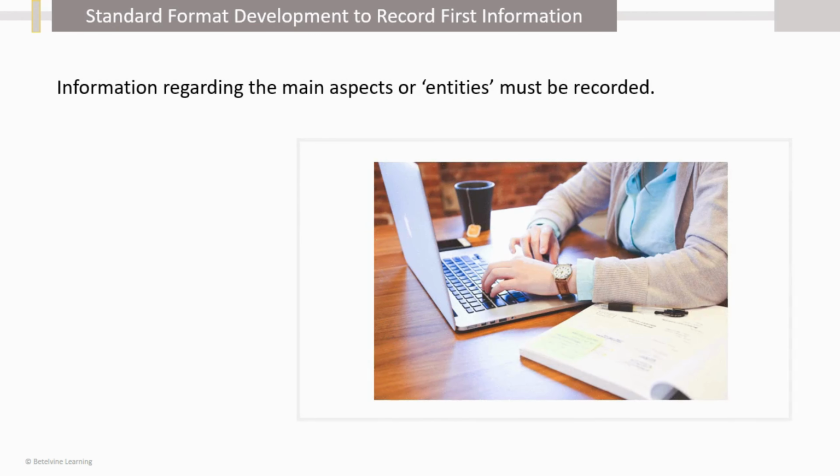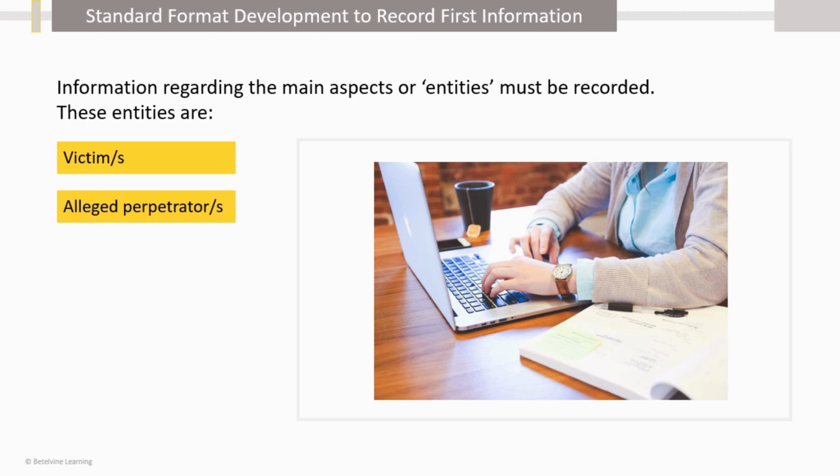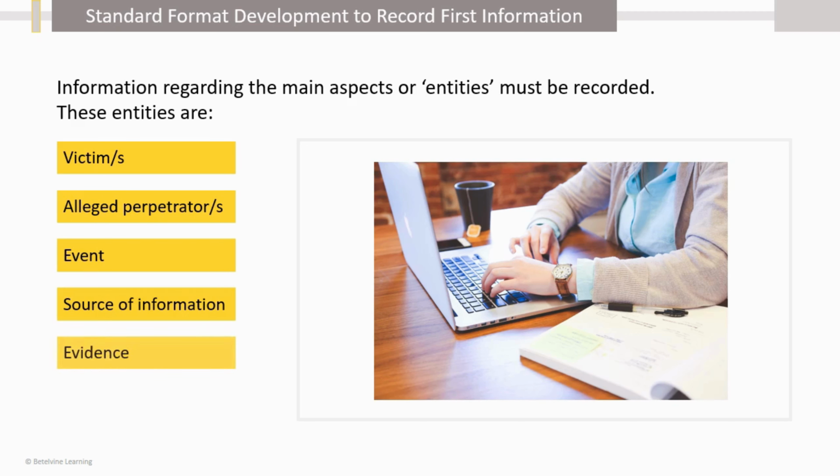To begin with, information regarding the main aspects or entities must be recorded. These entities are victims, alleged perpetrators, event, source of information, evidence, and intervention. Let's study each entity and identify the relevant attributes. Standard formats to record information regarding each can be developed based on such attributes.